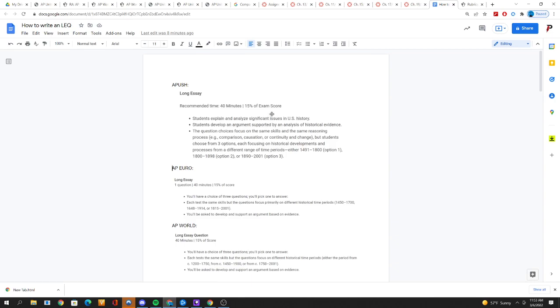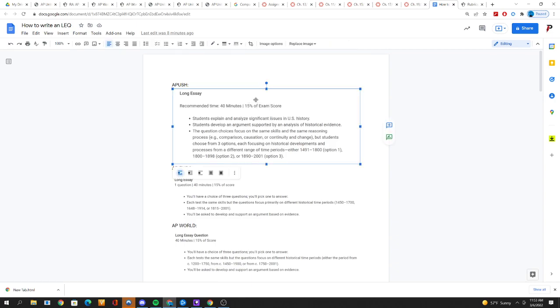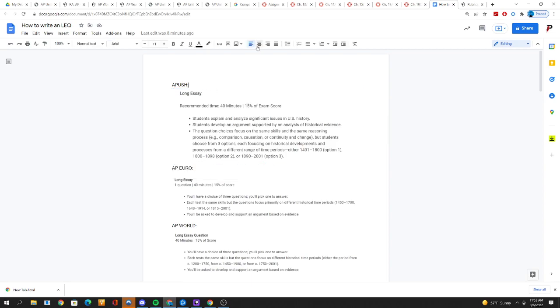So first of all, recognize that this is 15% of your exam score. So it's not high, right? But it's definitely an important portion of it. So if you don't score too good on this, but you score good on the other ones, don't fear. You can still get a 5.